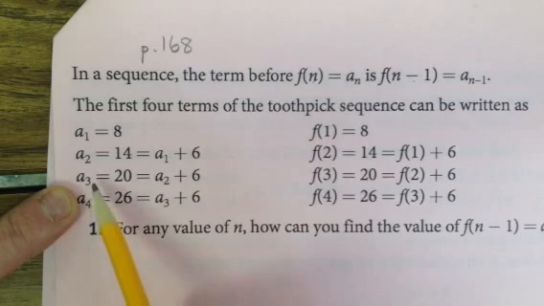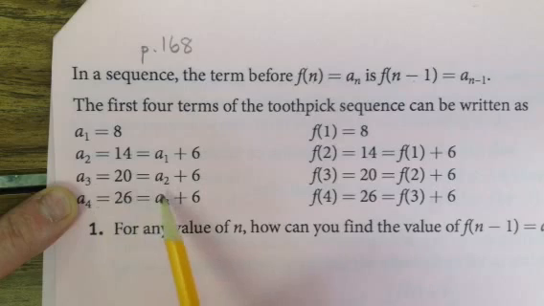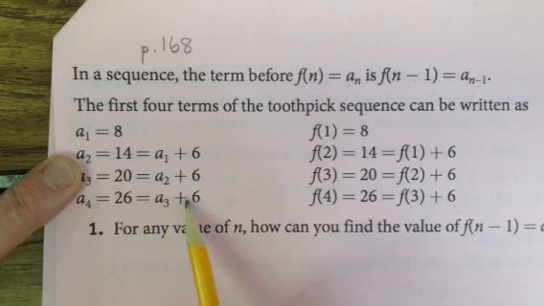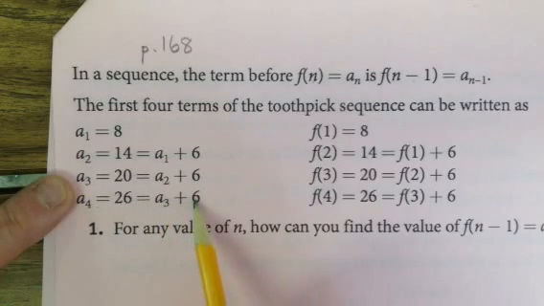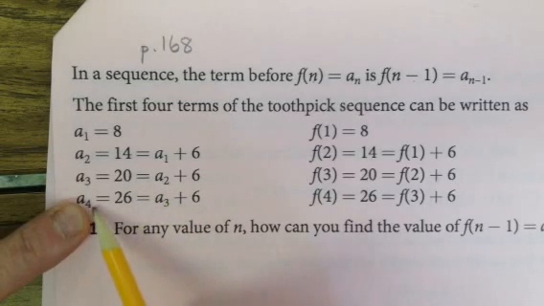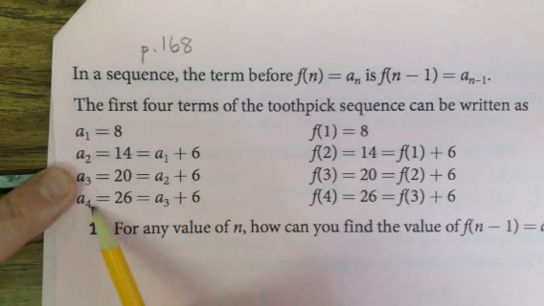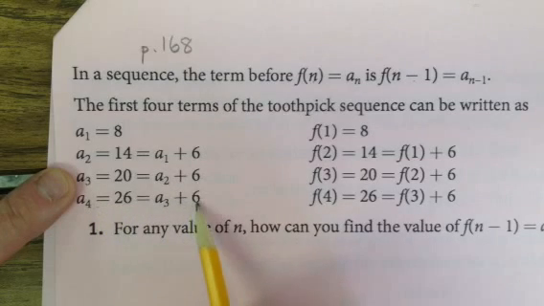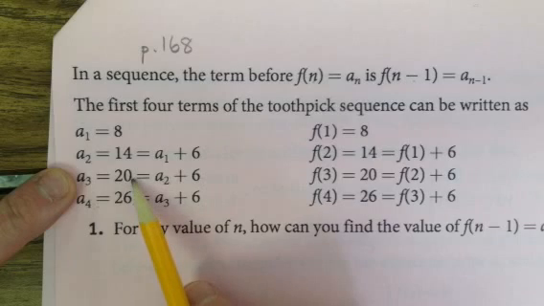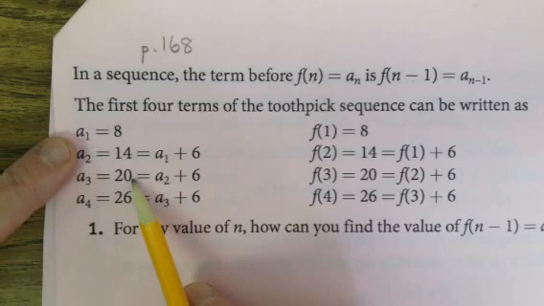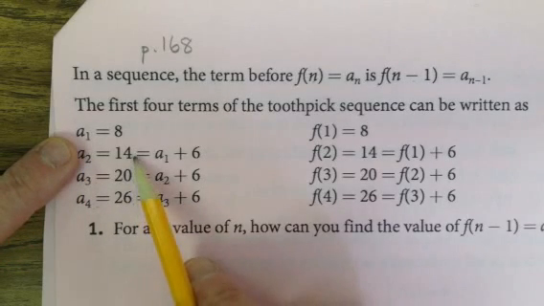If you want to find the number of toothpicks in the stage after a given one, all you have to do is take the stage before it and add a common difference. If you want to go backwards, you're going to subtract the common difference. So if I knew the fourth stage, but I wanted to know the third, all I would do is take away 6. Take away 6 from 26, and you get 20. If I want to find the one in front of that, take away 6, and I'd find 14.